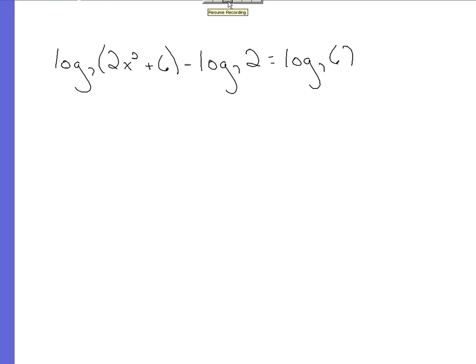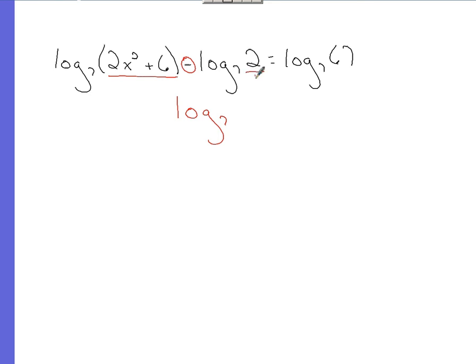All right, so give this one a shot, right? We've got two logarithms on this side of the equation we're subtracting. So create one logarithm, because the subtraction will create a quotient. Now, if I'm taking 2x squared plus 6 and I'm dividing by 2, right? Because these are the pieces that follow those logarithms.